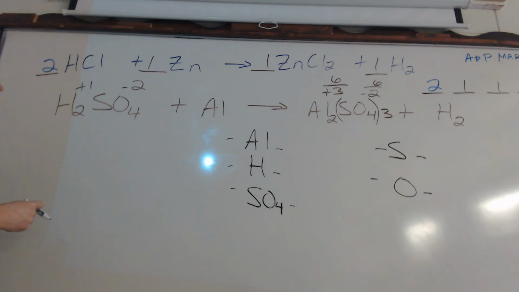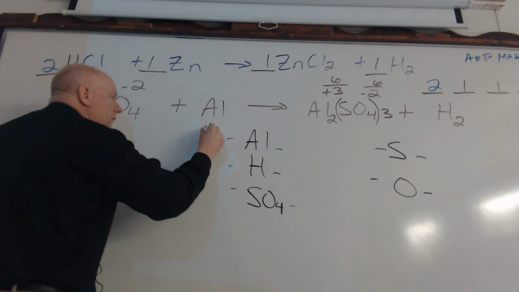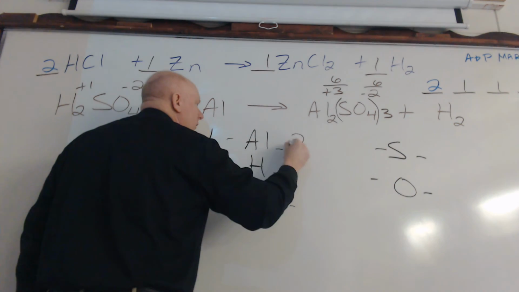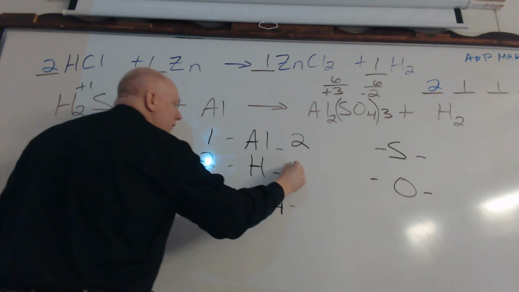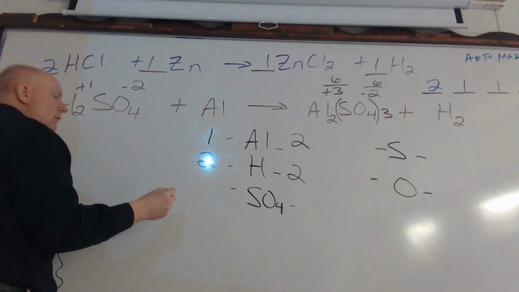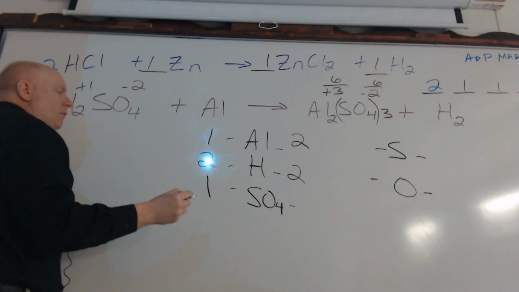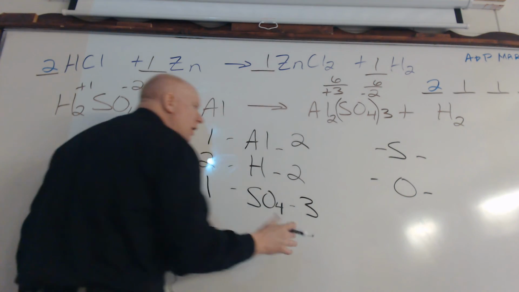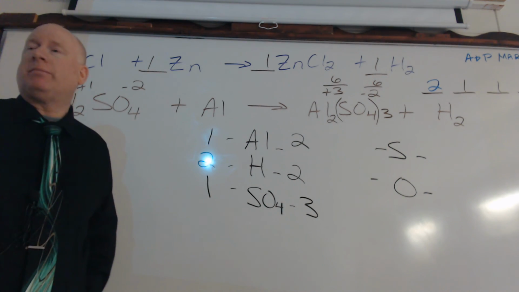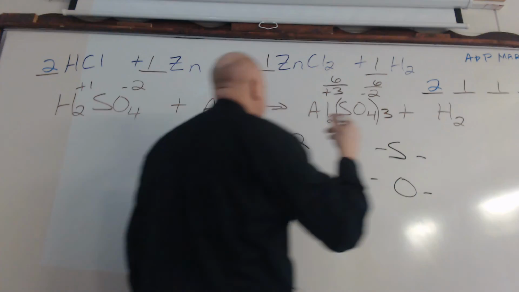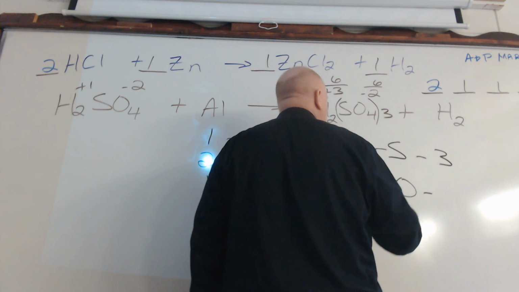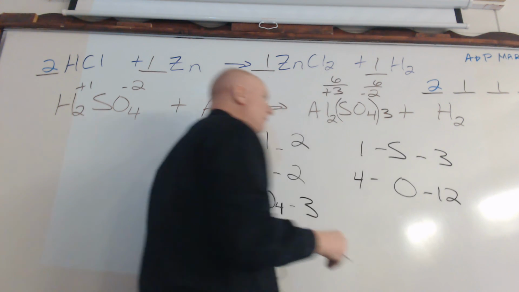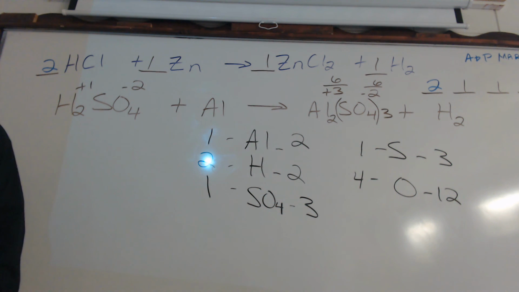Okay, so aluminum's left 1, aluminum's right 2. Hydrogen's left 2, hydrogen's right 2. Sulfate's left 1, sulfate's right 3. Okay? Now, this is what happens. If you choose to split them up, you can. Sulfur and 12 oxygen. So we've got 1, 3, 4, and 12. That's what happens when you split them apart.